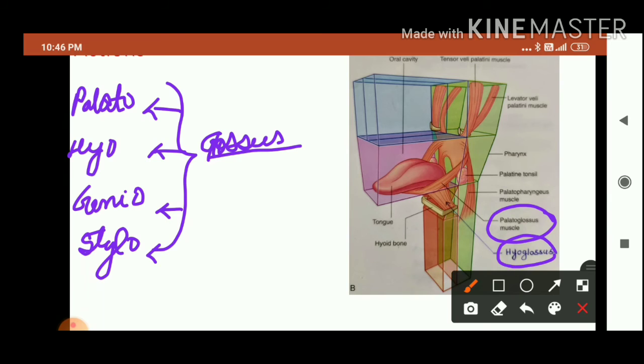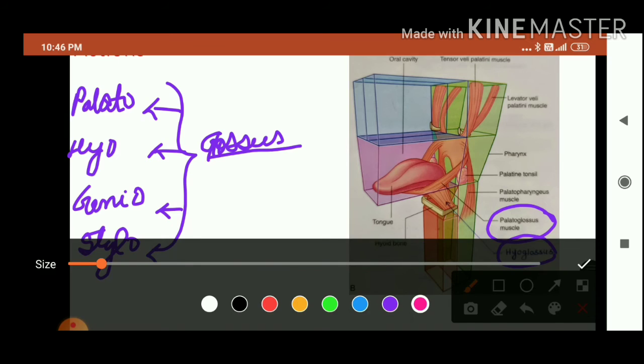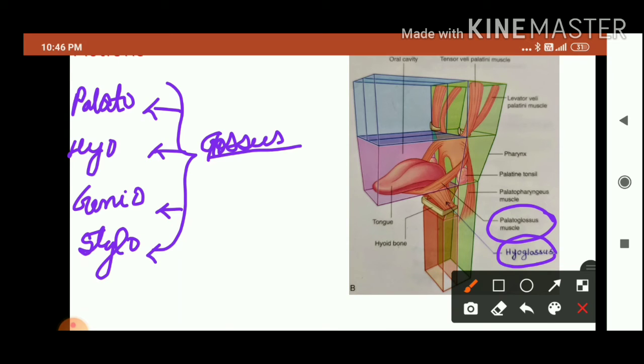The genioglossus and the styloglossus are not given, because the palatoglossus and hyoglossus are mainly responsible for elevation and depression of the tongue. The other two are responsible for retraction and protrusion of the tongue. Now what do we mean by retraction and protrusion?